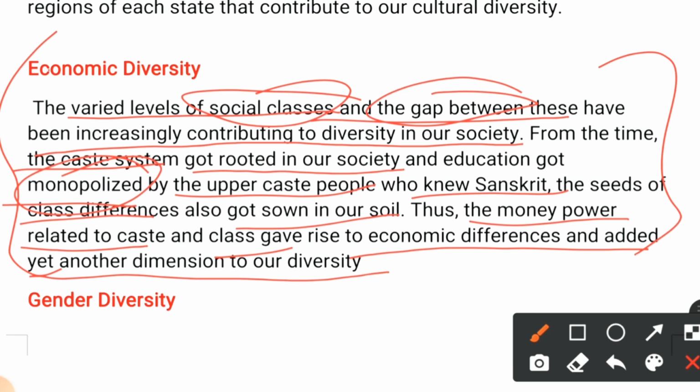But on the other hand, there are people who are not able to afford this, so they go to the government hospital, where they may not get proper treatment, right? So this is just an example of our economic diversity.